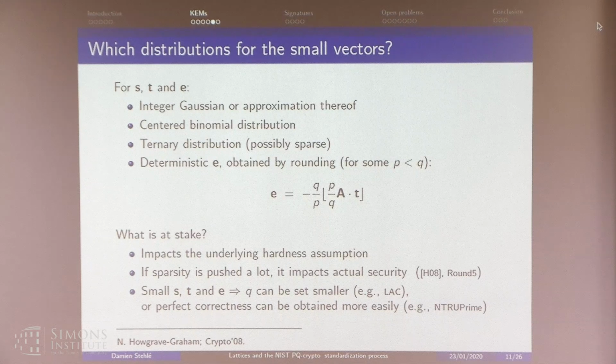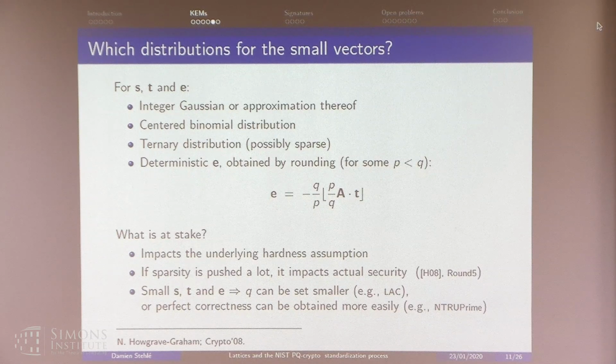Small s, t, and e. So if you choose them very small, why would you choose them very small? It has two interesting potential applications. You can choose q smaller. If you choose the small things smaller, then a smaller q is still large compared to the small things. So that allows you to decrease q.